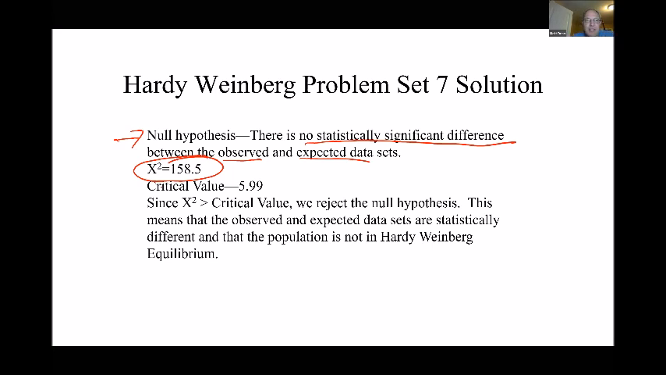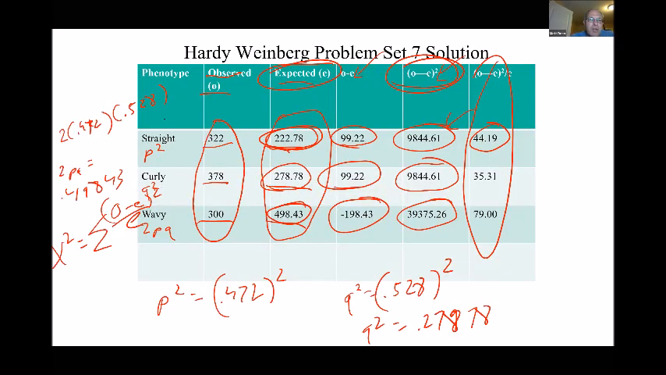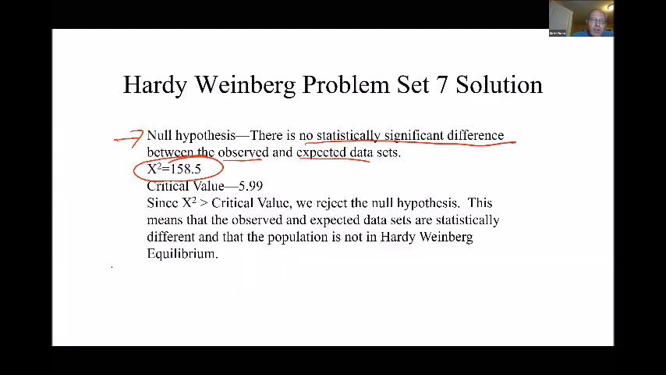But in this particular problem, we would have 3 different phenotypes. So we would have 2 degrees of freedom. It's always 1 less than our number of phenotypes. And then you always look at the 0.05 probability row, and you get that out of your table. The critical value in this case is 5.99.